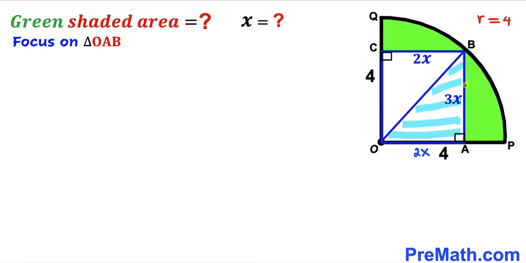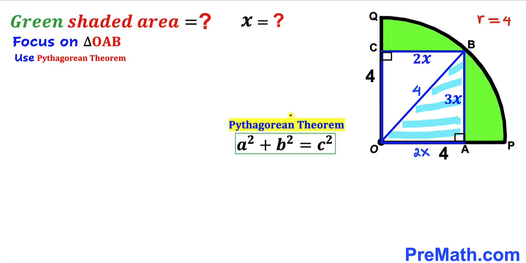Let's focus once again on this right triangle OAB. We can see that this OB is the radius of this quarter circle, and we know our radius is 4 units. So this OB length is going to be 4. Now we are going to apply the Pythagorean theorem on this triangle: a square plus b square equals c square. In our case, our hypotenuse is 4 and our two other legs are 2x and 3x. So let's fill in the blanks in this Pythagorean formula.